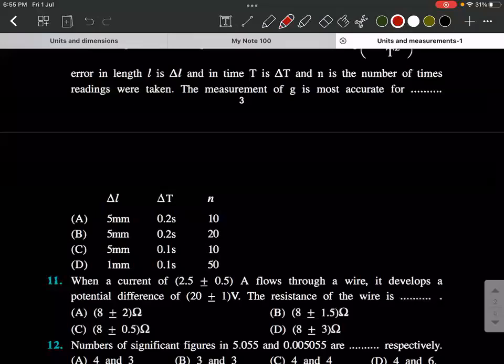So which one would be more accurate? Option D is more accurate because the number of times the experiment was repeated is very much. Means the average value will be closer to the true value. Is it clear?